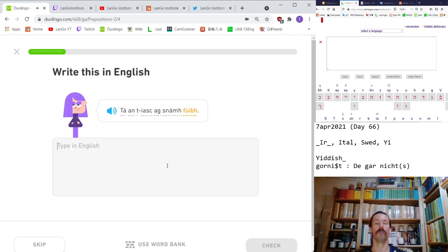T prothesis, so-called. The T historically belongs to the article an. And because iasc, fish, starts with a vowel, T can be preserved in that environment. In the slot there. The fish is swimming under you.